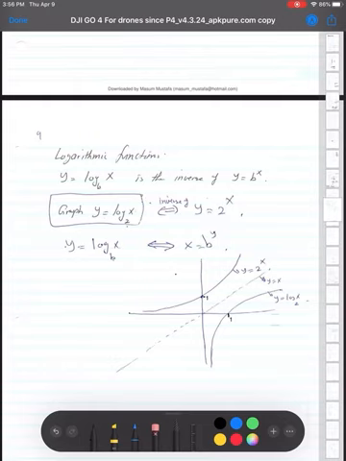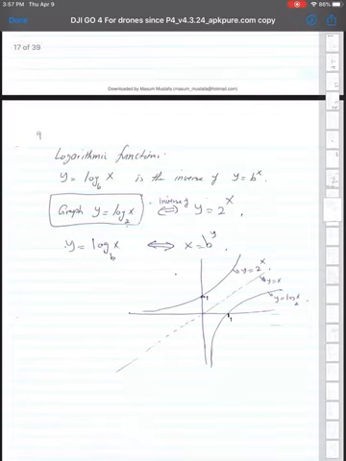This is the exponential function, y equal to 2^x. This is the logarithm function. In the logarithm function, y equal to log_2 x, it goes through the x-intercept, and the x-intercept is always at +1.